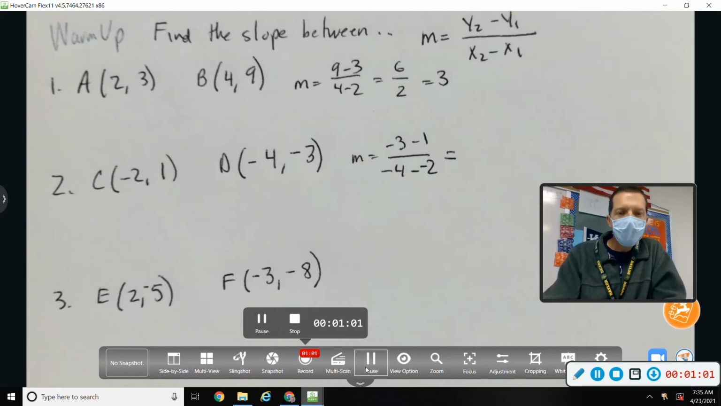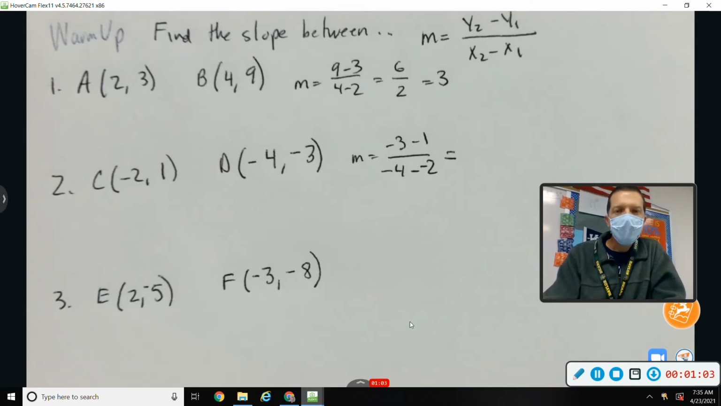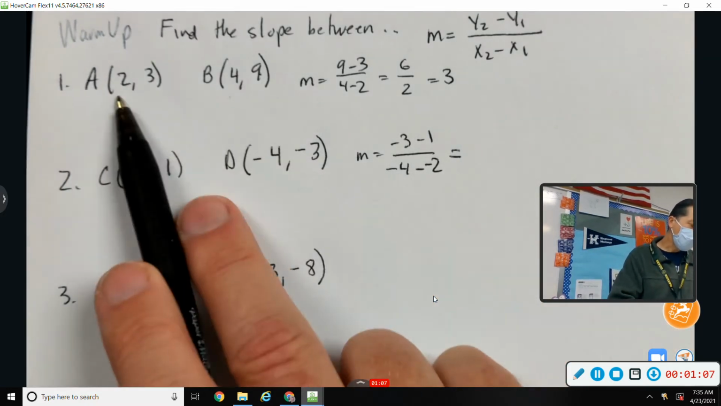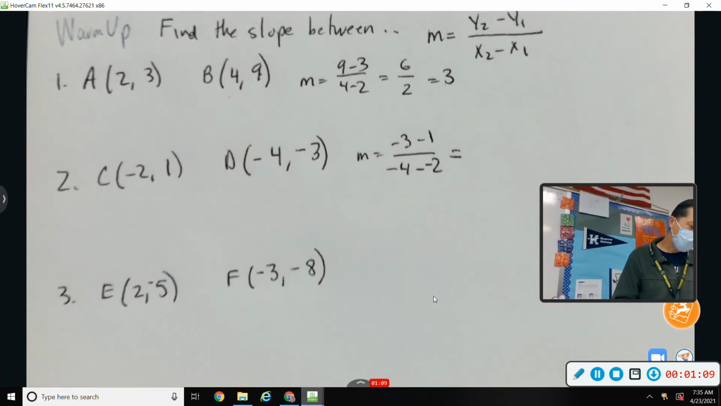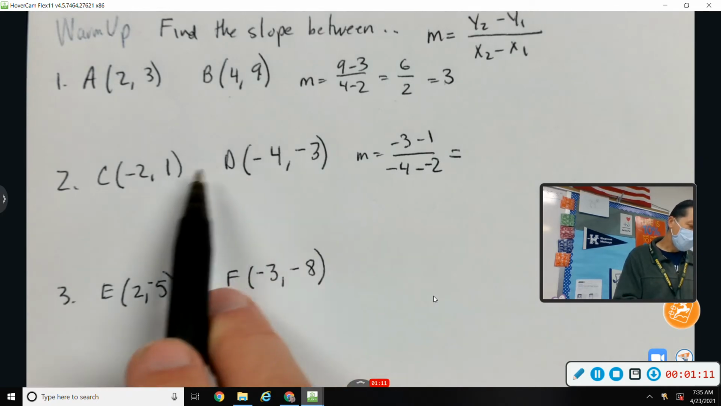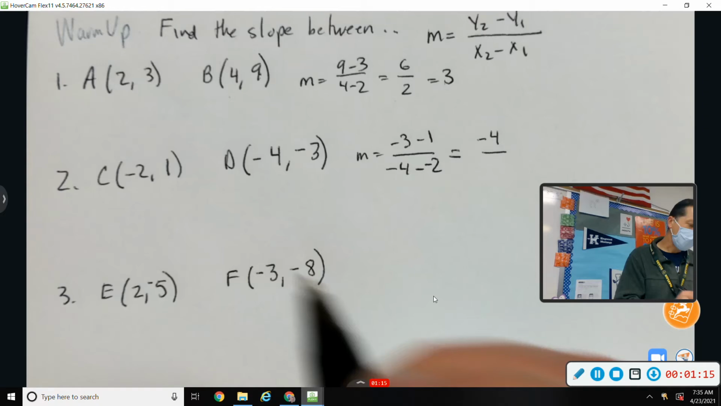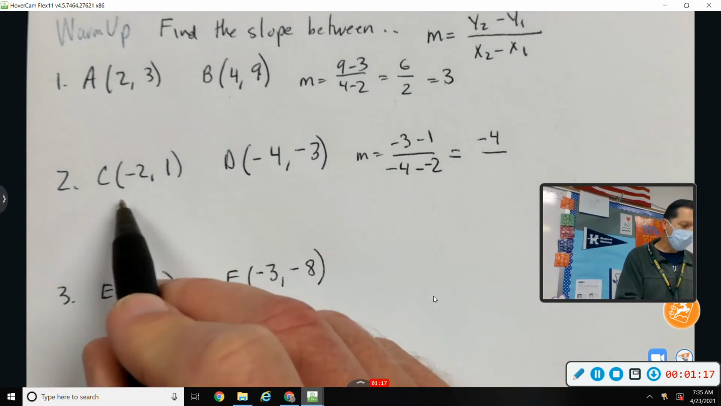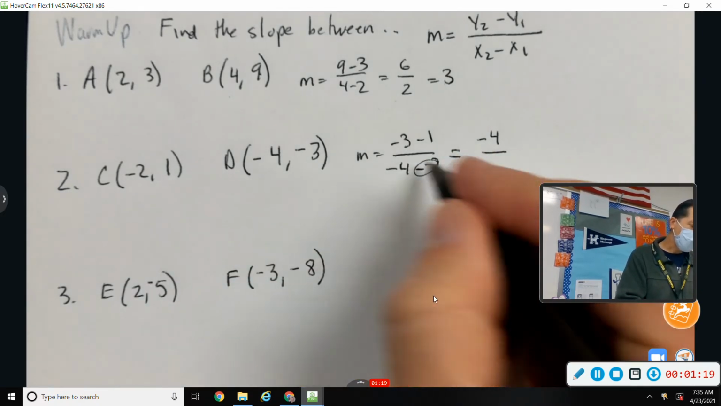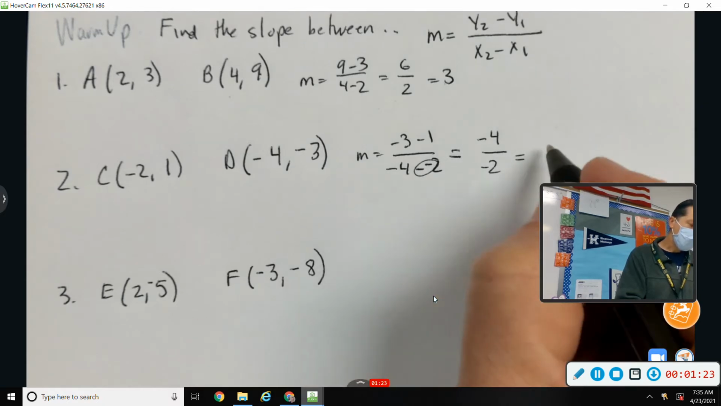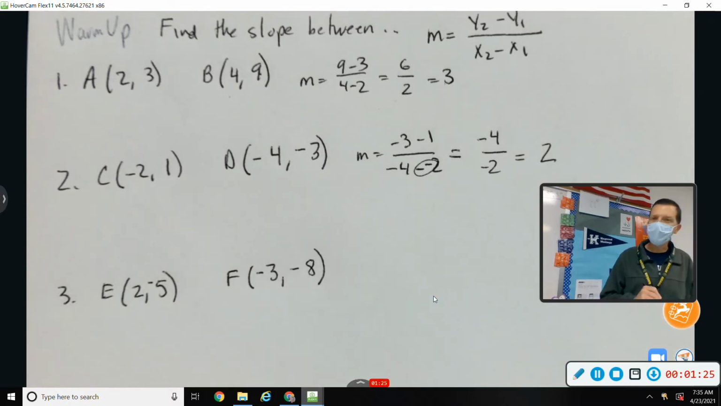So number 1's already up there. Again, this is easy stuff, but it's needed for today. 9 minus 3 over 4 minus 2. 6 over 2 is 3. Negative 3 minus 1. So this is just be careful with all the negative stuff. Negative 4 minus negative 2 would be negative 2. So that would be 2 for the final answer.